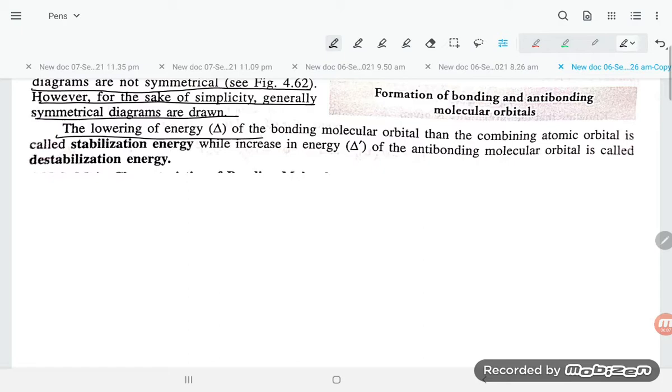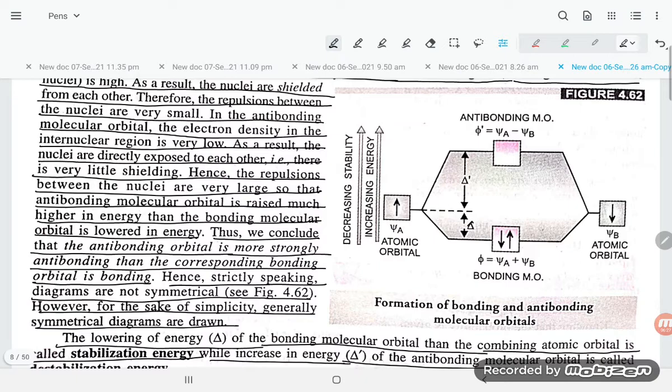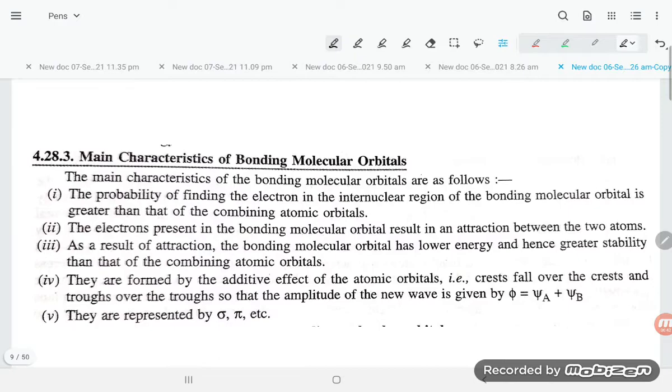The lowering of energy, delta, of the bonding molecular orbital from the combining atomic orbitals is called stabilization energy, while the increase in energy, delta dash, of the antibonding molecular orbital is called the destabilizing energy. Here you see the down one is the stabilizing energy and the up one is the destabilizing energy. This is the antibonding orbital upside, the bonding orbital downside, and this is the atomic orbital. This is the formation of bonding and antibonding molecular orbitals.